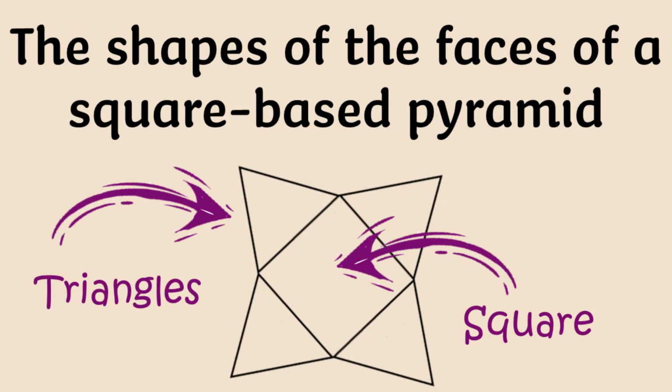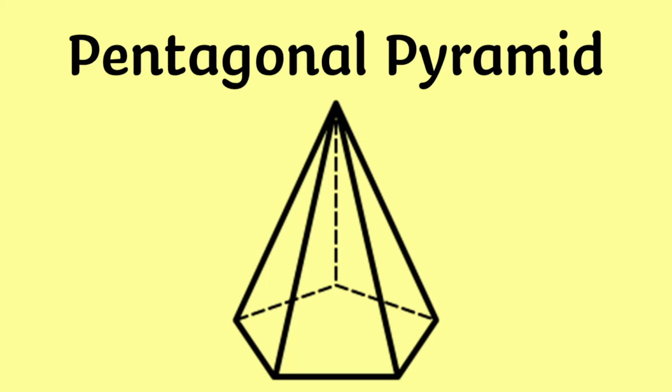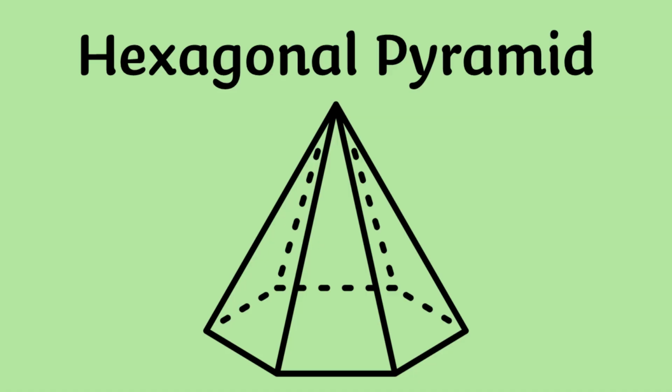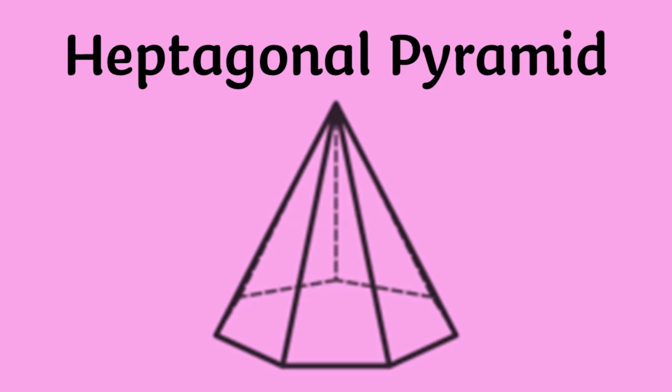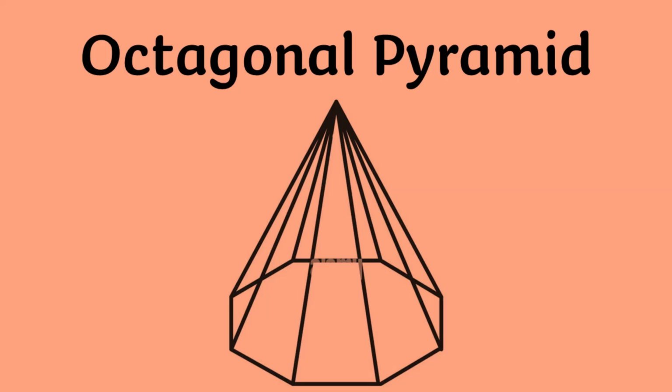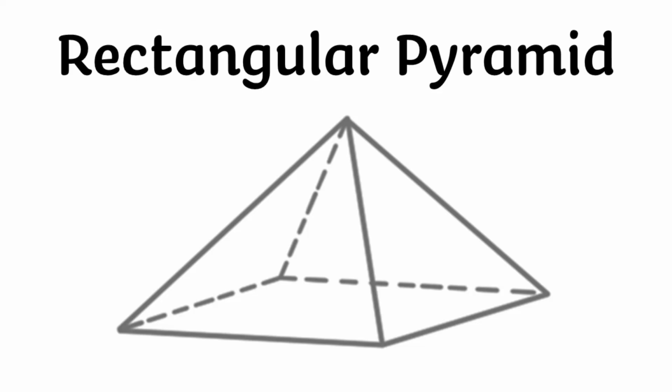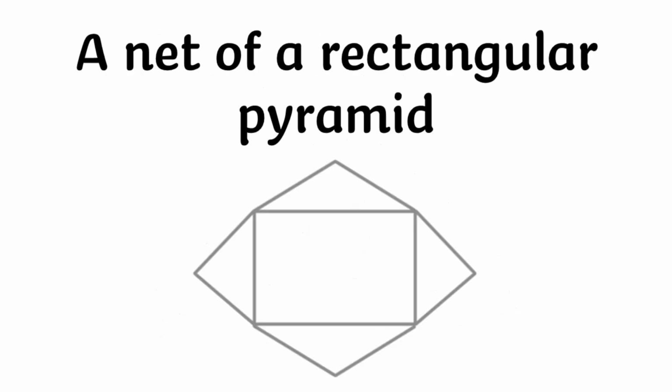Here are some more examples of types of pyramids. There is the pentagonal pyramid, then we have a hexagonal pyramid, of course also the heptagonal pyramid and the 8-sided octagonal pyramid. Lastly, I want to show you a different pyramid. This one is the rectangular pyramid. Its base is a rectangle, and the sides are all still triangles, but because the sides of the rectangles have different lengths, the triangles also have different sizes.